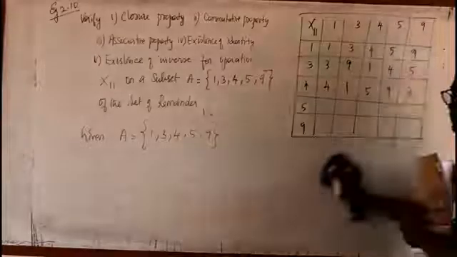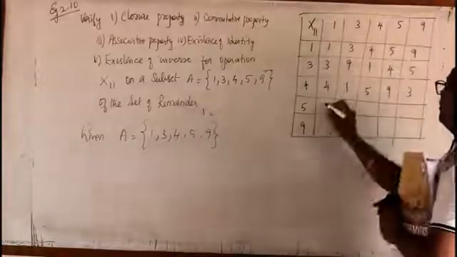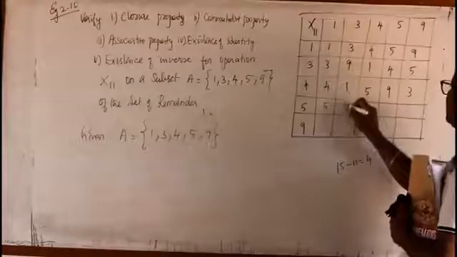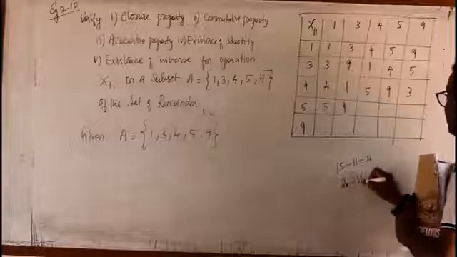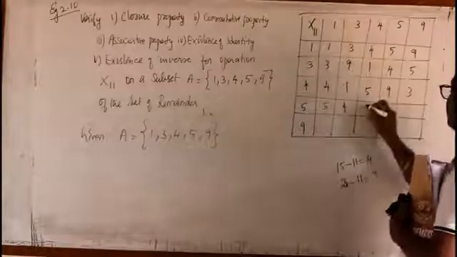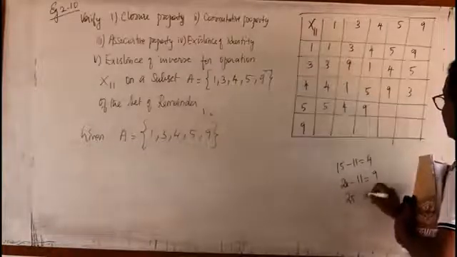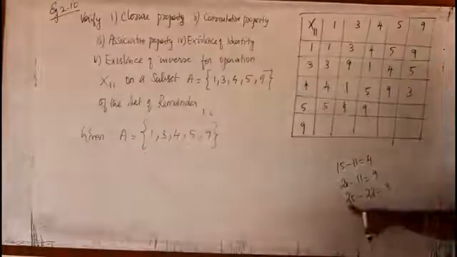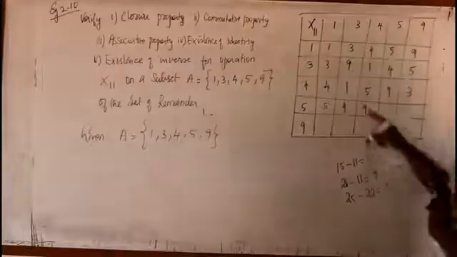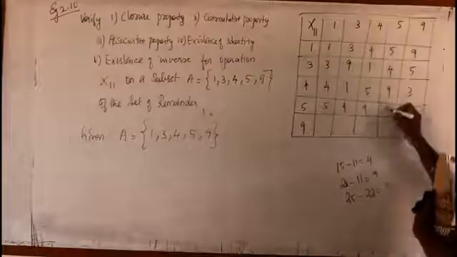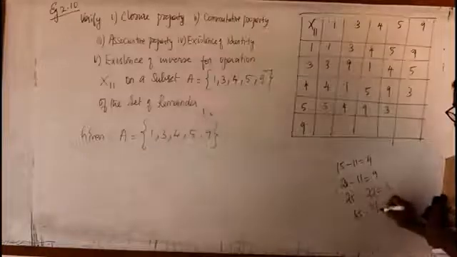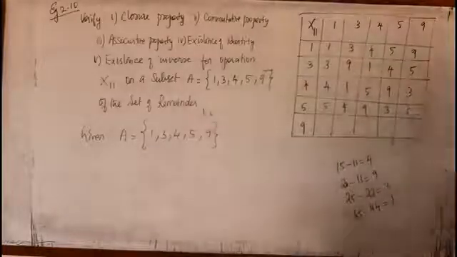That's all. Now 5 ones are 5. 5 threes are 15, remove 11, 4. 5 fours are 20, remove 11, 9. 5 fives are 25, remove 22, the remainder is 3. So the number of 11s in 25 is 2, that is 22. 5 nines are 45, we can remove 44, therefore it is 1.